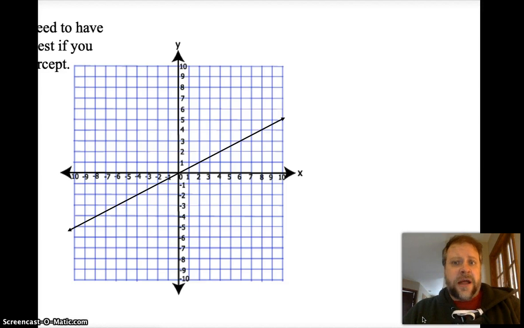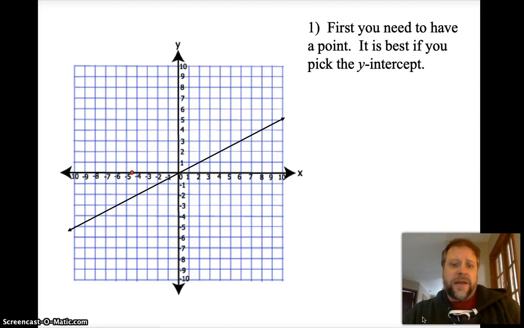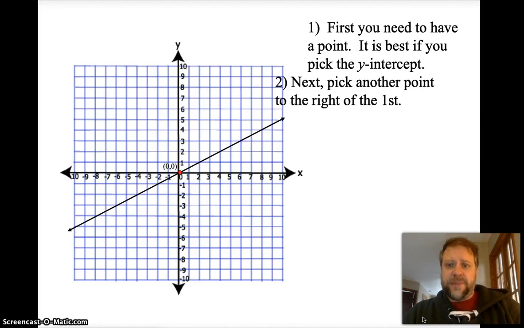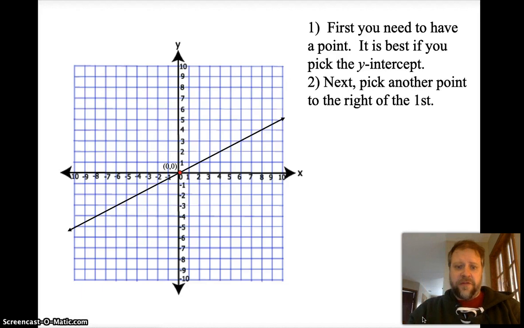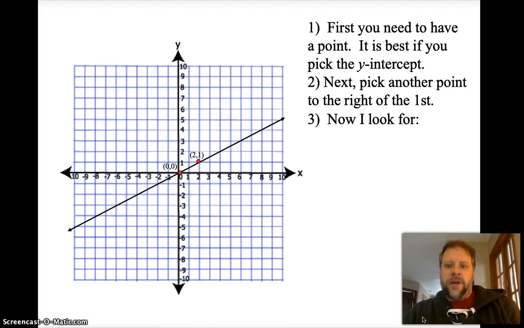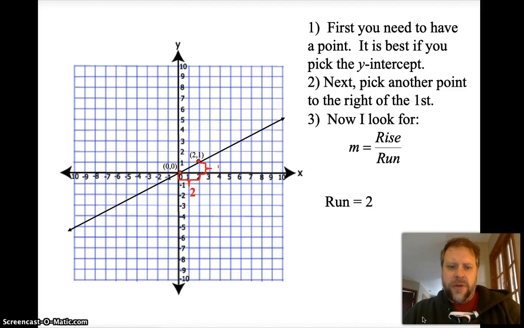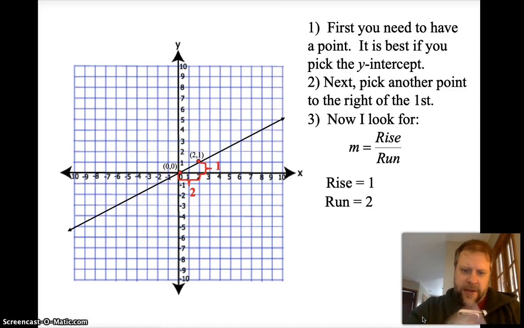because the fraction gives us a set of directions. Now that we have rise over run, let's pick the y-intercept. There's 0, 0. Let's pick a point to the right of the first point. There it is. 2, 1. I'm going to pick the next one over. Now I'm going to look for the rise over run. I'm going to say, okay, it goes over by 2, and it goes up by 1. So the rise is 1, and the run is 2.